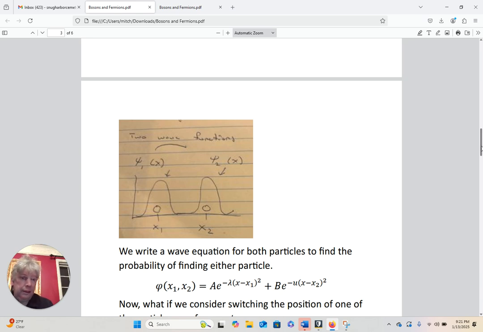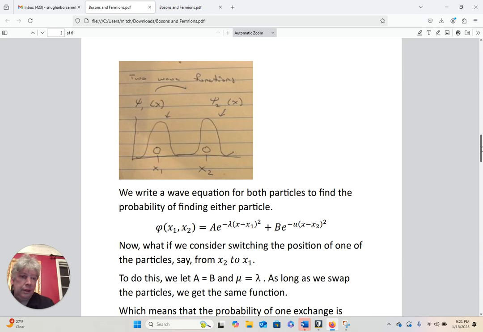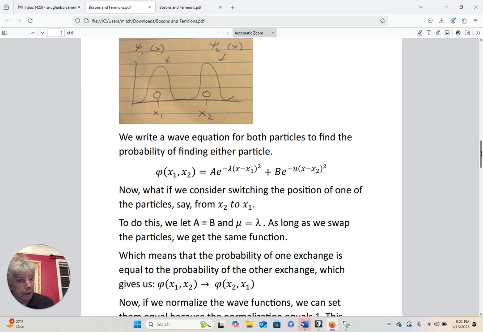And then we have the second one, and it's around this position x2, and we're getting that spike there for the wave functions. The Gaussian that could represent this could be very simple, and we could write the equation as phi of x1 x2 is equal to a e to the negative lambda (x minus x1) squared plus b e to the negative mu, which is just another constant there, (x minus x2) squared.